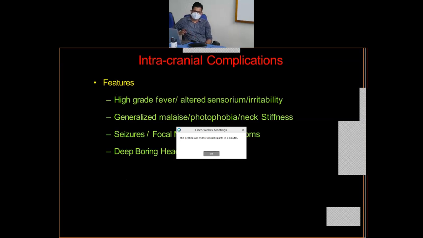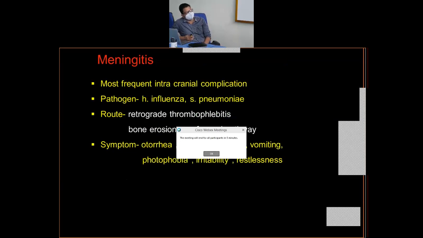In case of hydrocephalus or cavernous sinus thrombosis, there will be photophobia, proptosis and so on. Next deafness, then seizure, focal neurological deficit. All those symptoms will be the same in all cases. The most common question is, what is the most common intracranial complication? That is meningitis, I already told. Meningitis is the most frequent intracranial complication. The causative agent is Haemophilus influenzae, the most common cause of meningitis, and Streptococcus pneumoniae.